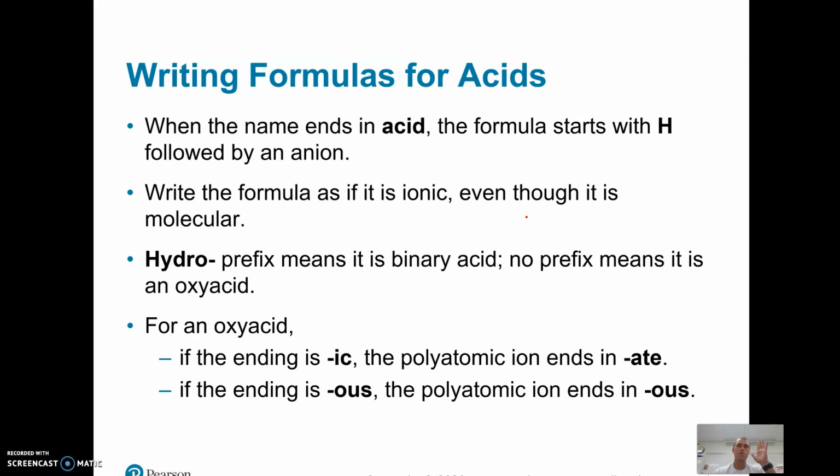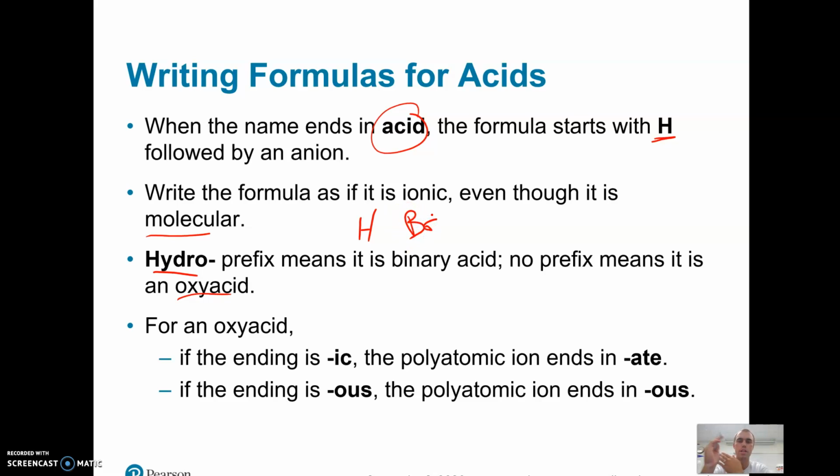When we go from name into formula for these acids, it's the exact opposite. Obviously if there's acid in the name, we're going to start the formula with an H. We're going to treat this formula as an ionic compound, even though it chemically bonds together molecularly or covalently. In order to make the formula work out right, we have to treat it as ionic. If it's a binary acid, obviously we have hydro in front. If there's no hydro, then it's going to be an oxyacid. For binary, hydro means we've got hydrogen and one other thing. So maybe it's hydrobromic acid. We have Br for bromine.